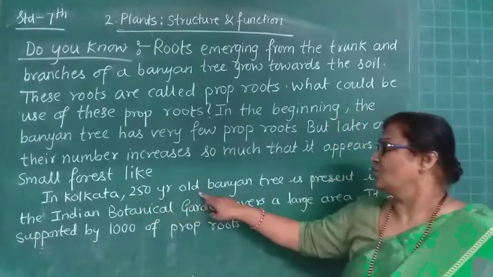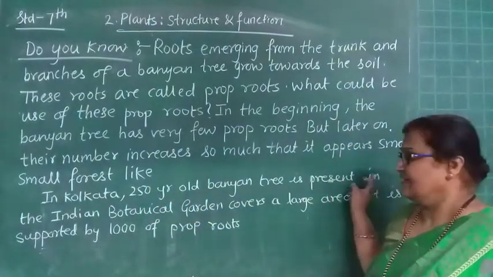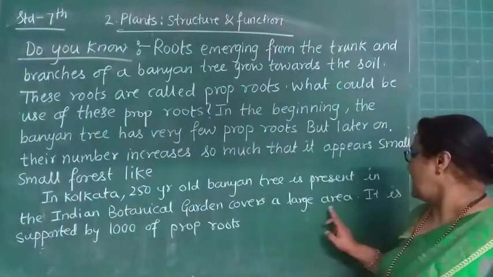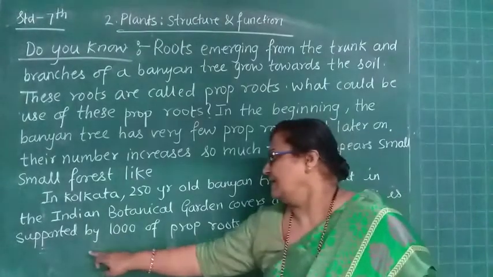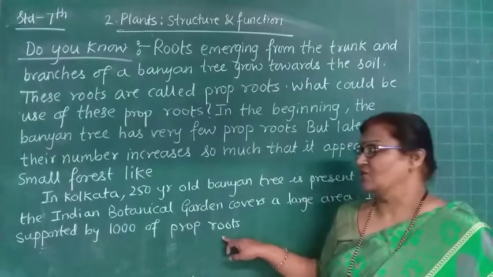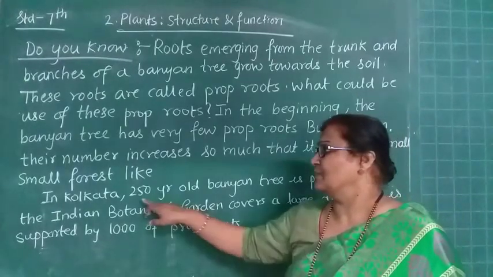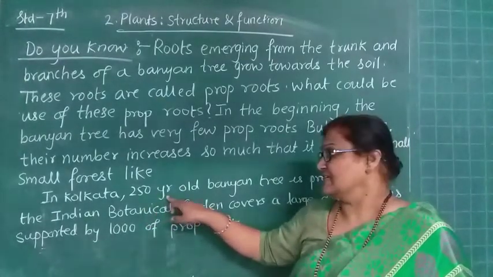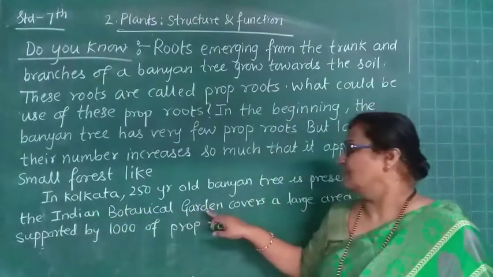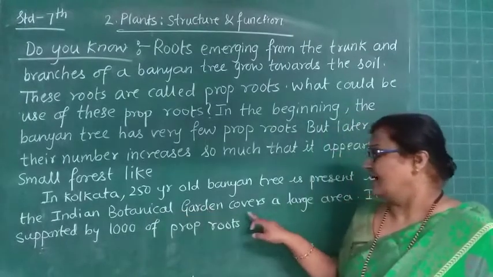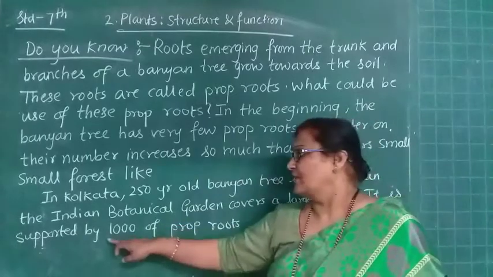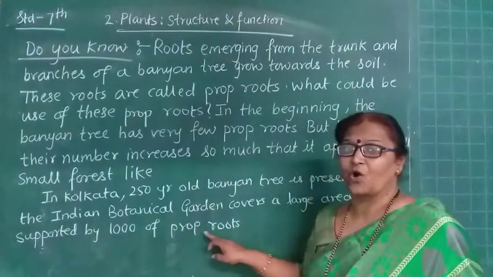In Kolkata, a 250 years old banyan tree is present in the Indian Botanical Garden, which covers a large area. It is supported by thousands of prop roots. Whenever you go to Calcutta, you should see this tree. This tree is 250 years old, it is present in the Indian Botanical Garden, it covers a very large area of that garden, and it is supported by thousands of prop roots.